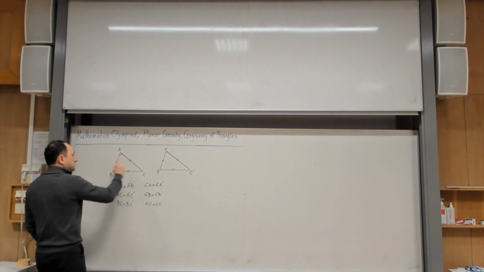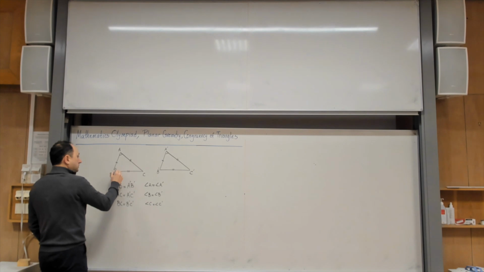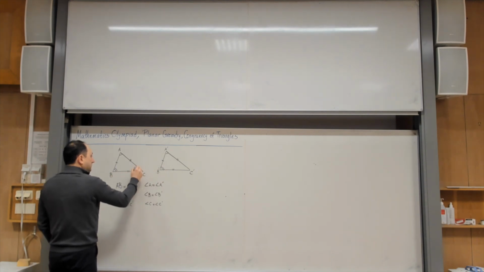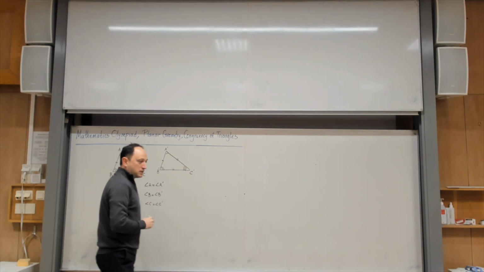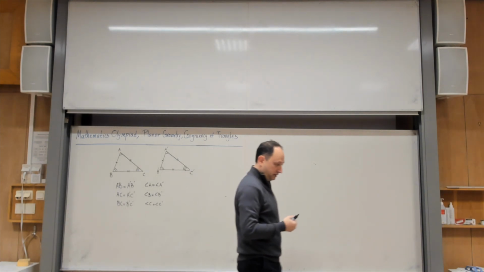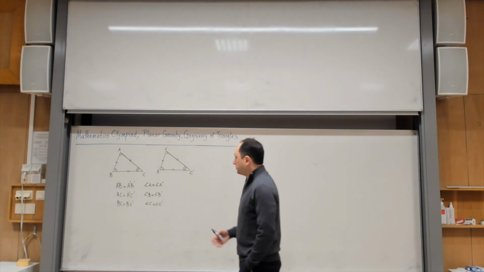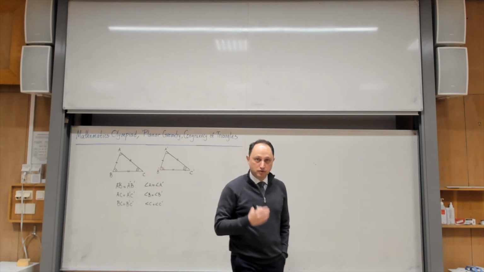So I would say A and A prime are the same from a size point of view, B and B prime are the same, and finally C and C prime are the same. You can imagine that I have one of them on paper, I put it in the copy machine and copy another one. Those two triangles are congruent triangles.